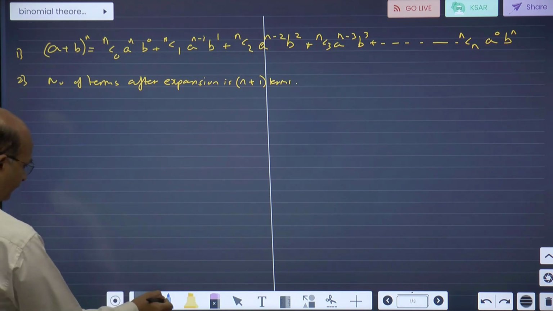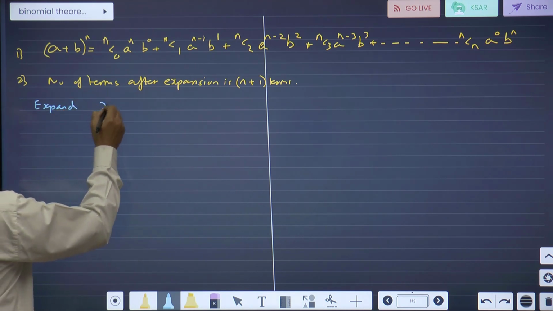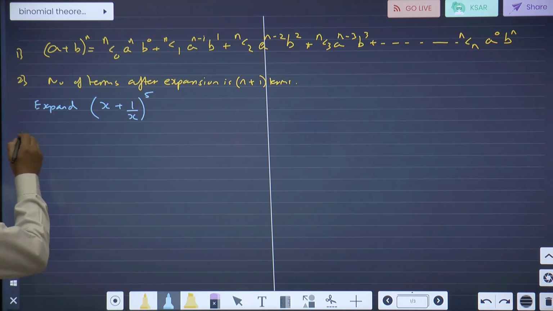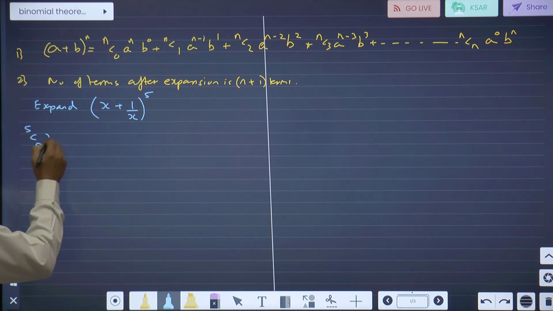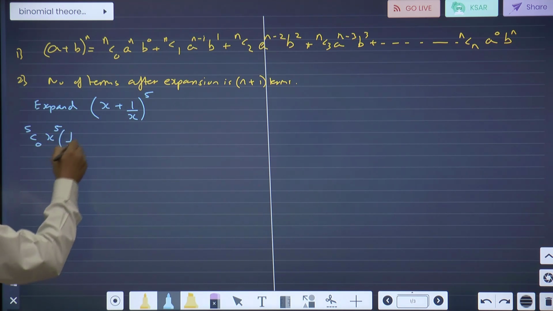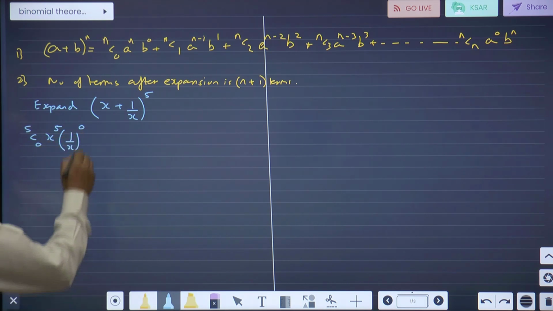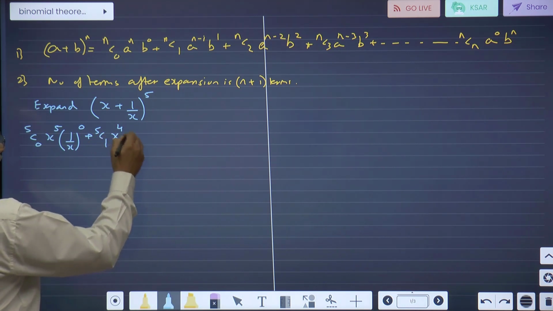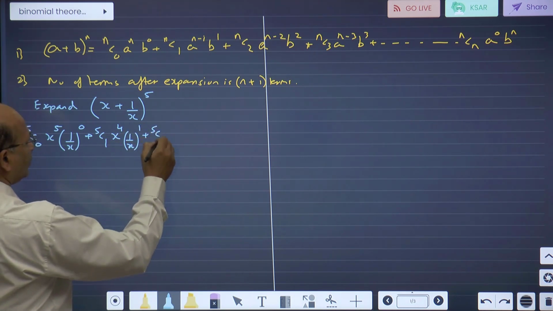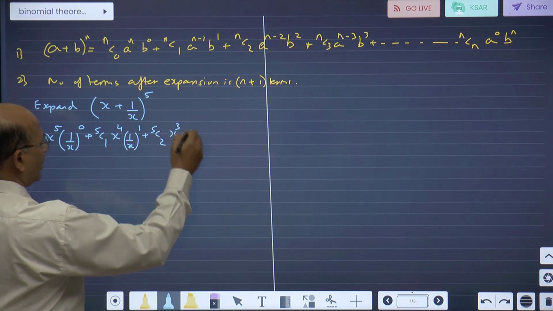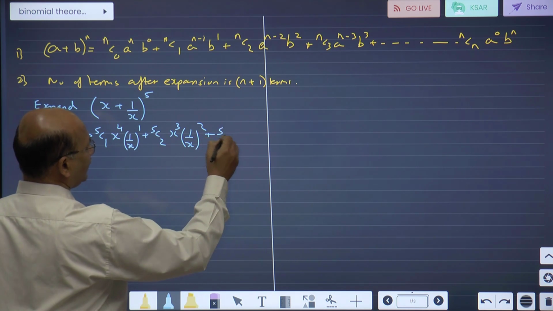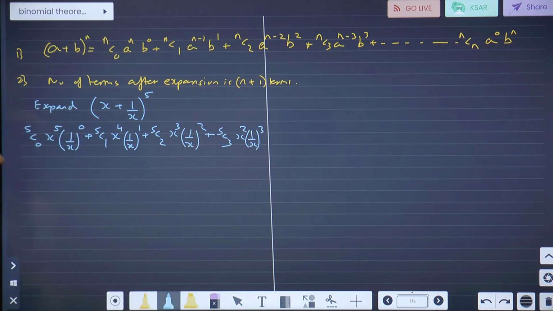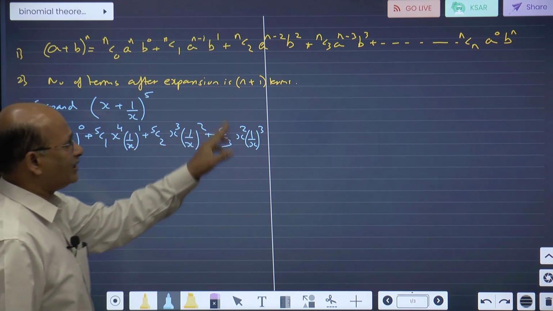Let us see, I am just giving an example, say (x + 1/x) whole raised to 5. So I am showing the expansion of this. First, always remember it is 5C0, first term raised to 5 and second term raised to 0, plus 5C1, first term raised to 5 minus 1, that is 4, and second term raised to 1, plus 5C2, x cubed times (1/x) squared, plus 5C3, x squared times (1/x) cubed. Now remember, it goes 5C0, 5C1, 5C2, 5C3 up to nCn.